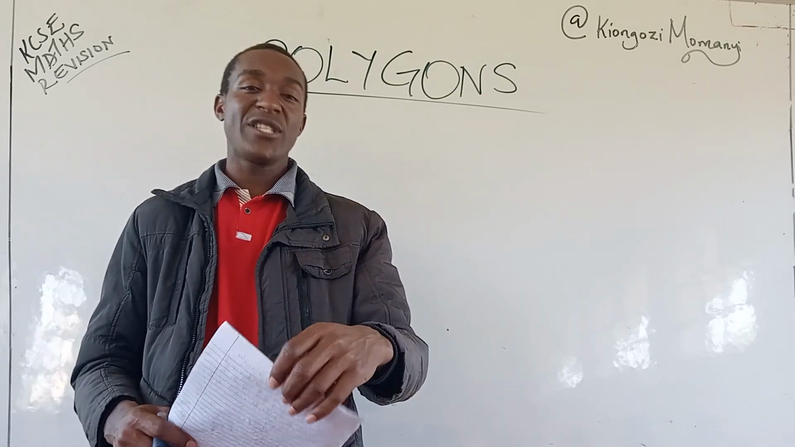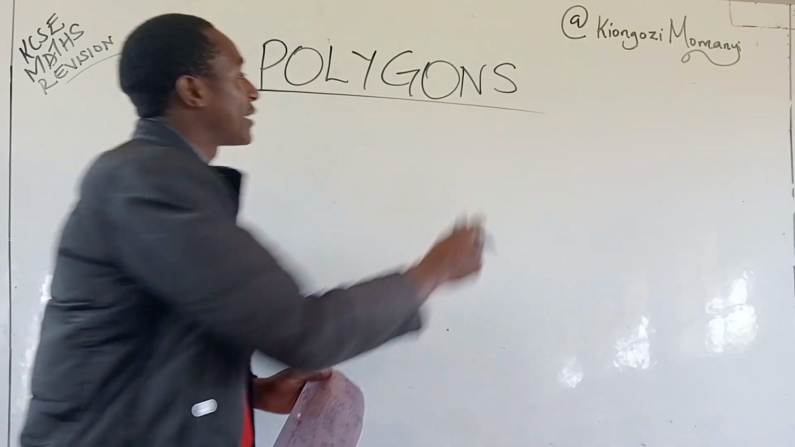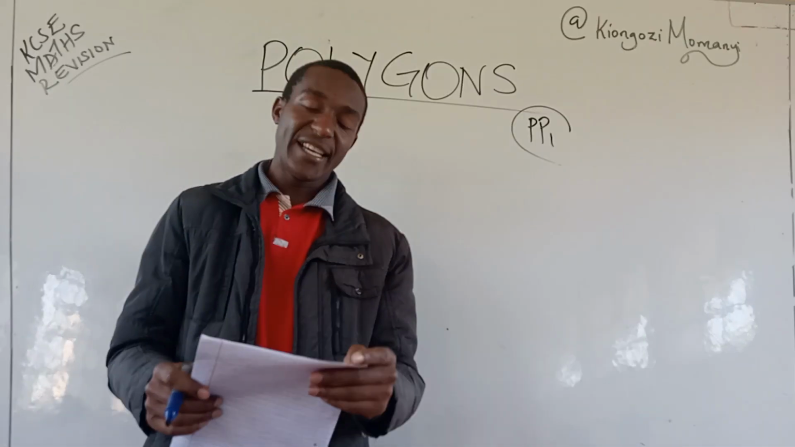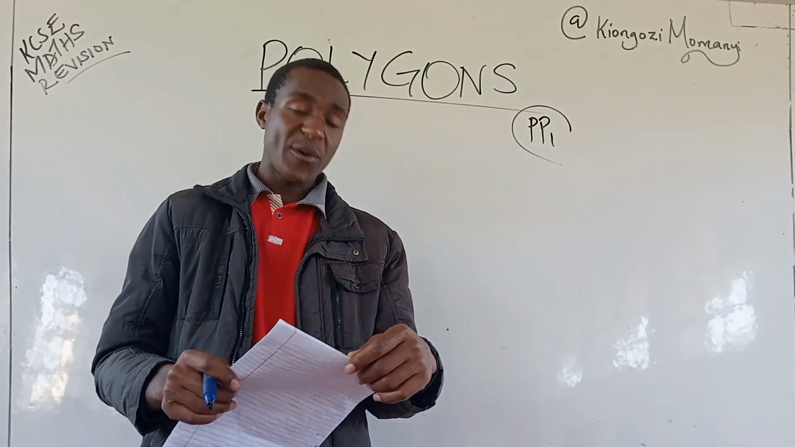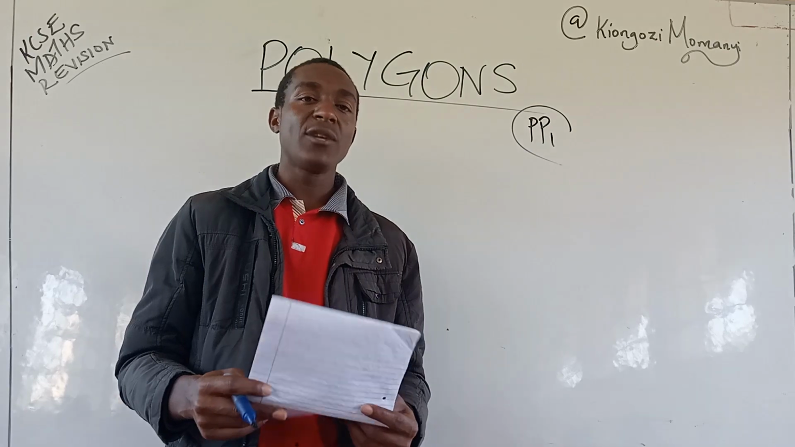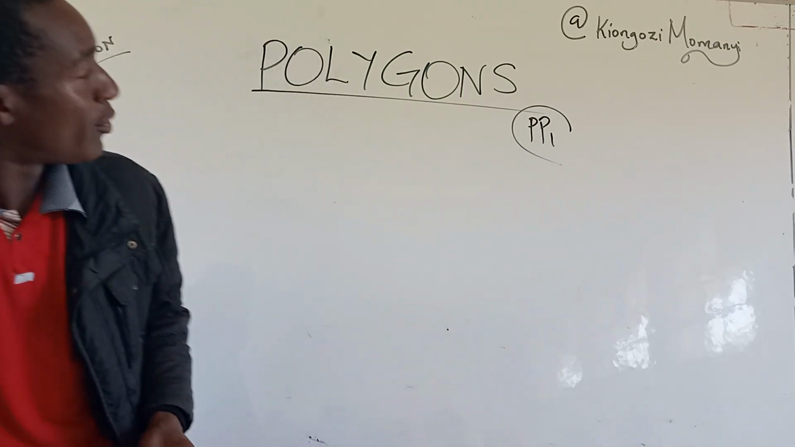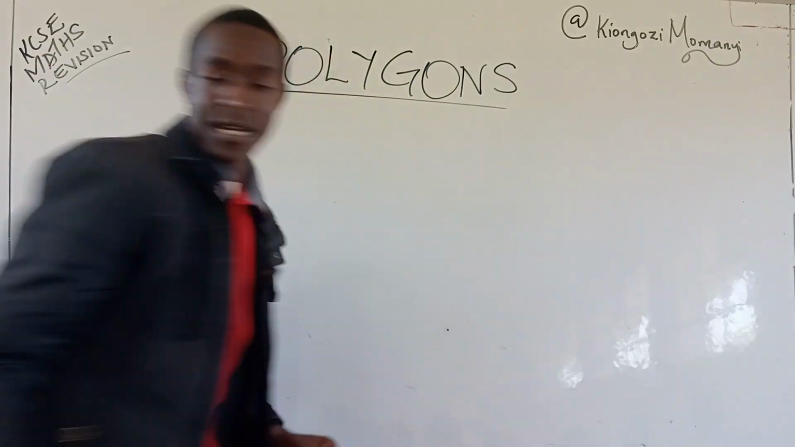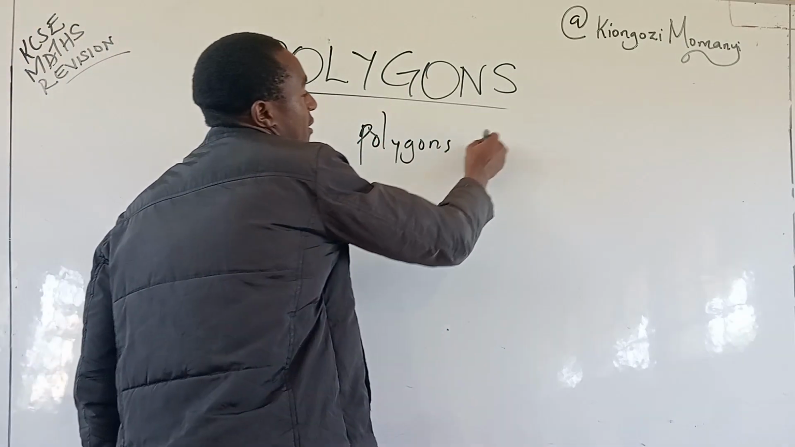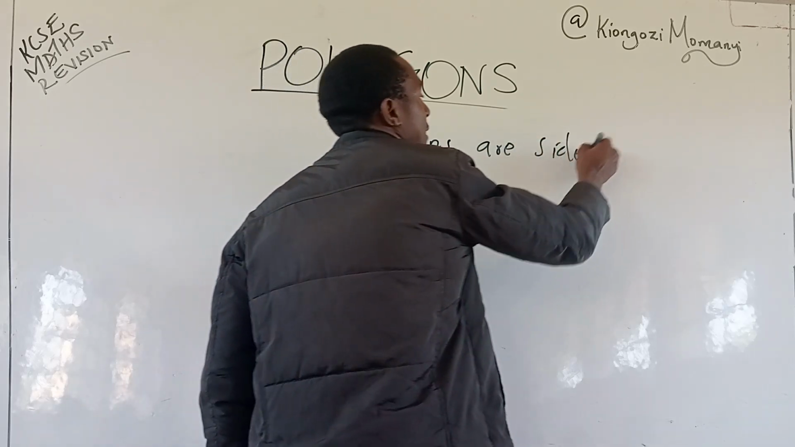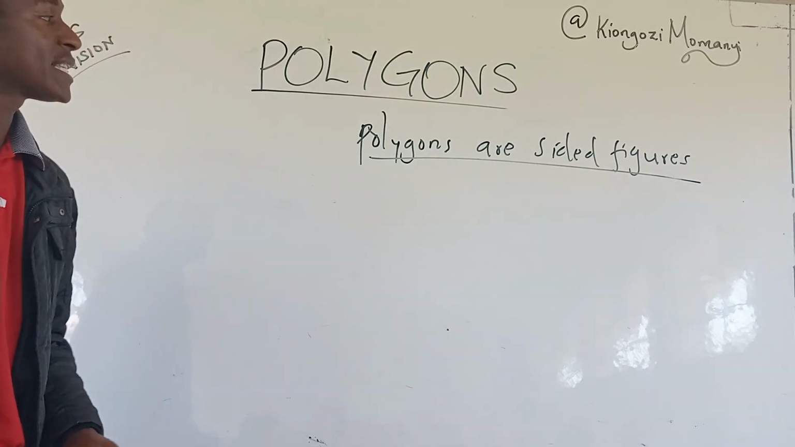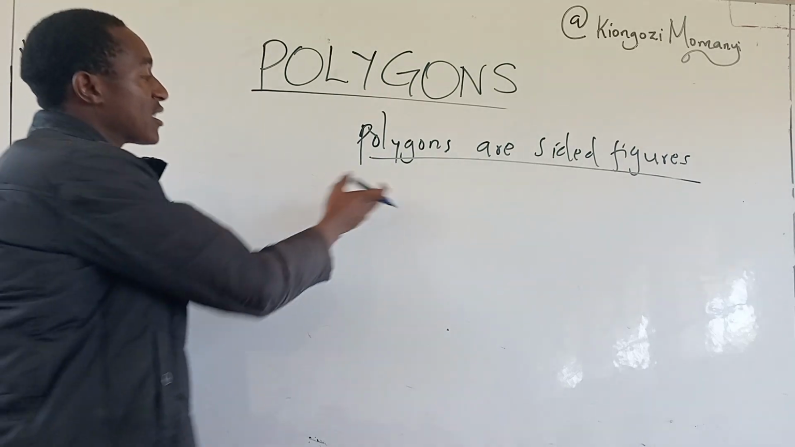This is yet another mathematics video, and actually this is Paper One, for those who are going to sit for the KCSE 2023. Now in this chapter and in these substrands, I'm going to take you through polygons. I will tell you that polygons are sided figures.